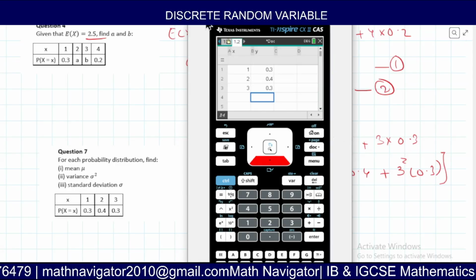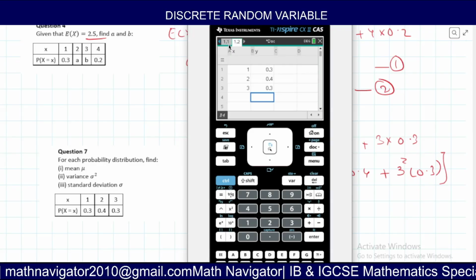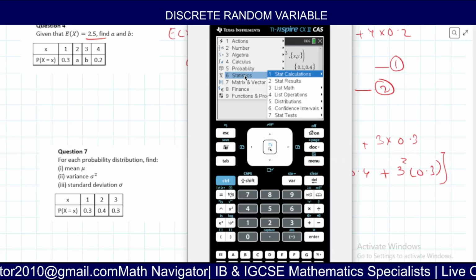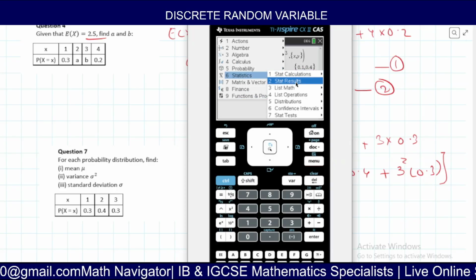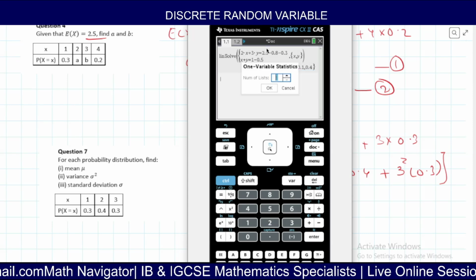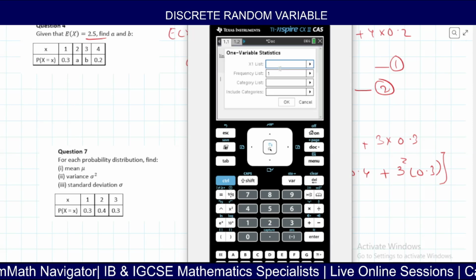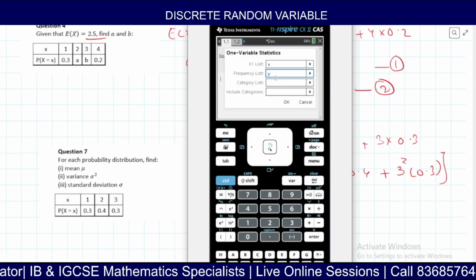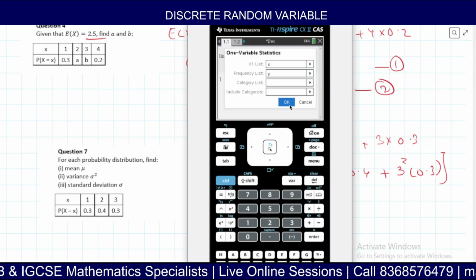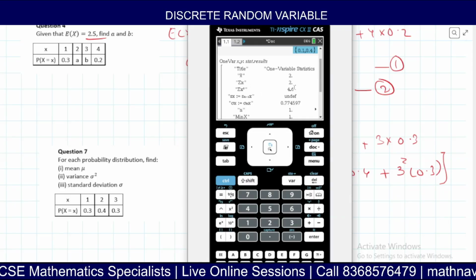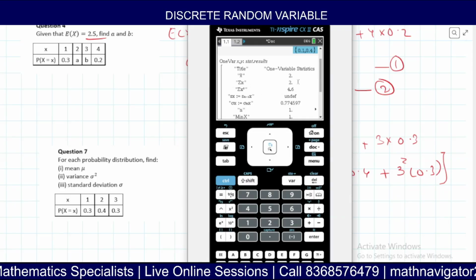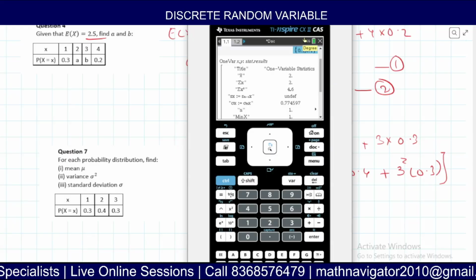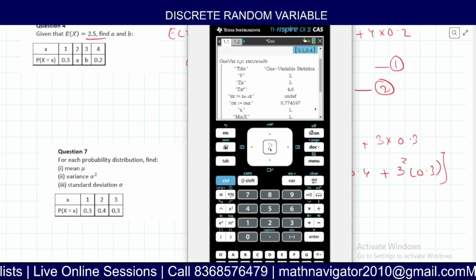Right? Then again, I'm going back to the calculator. This part of the calculator, menu, statistics, then stat calculations, one variable statistics, hit enter, X list is X, tab, frequency list is Y, tab, tab, tab, enter. So this is the answer. So your X bar is 2, mean is 2, and your standard deviation is 0.77. If you square it, you will get variance. Clear? I hope this is clear, right?